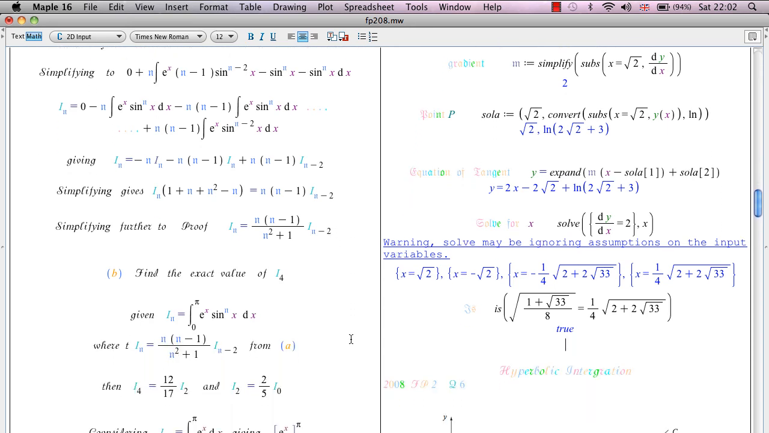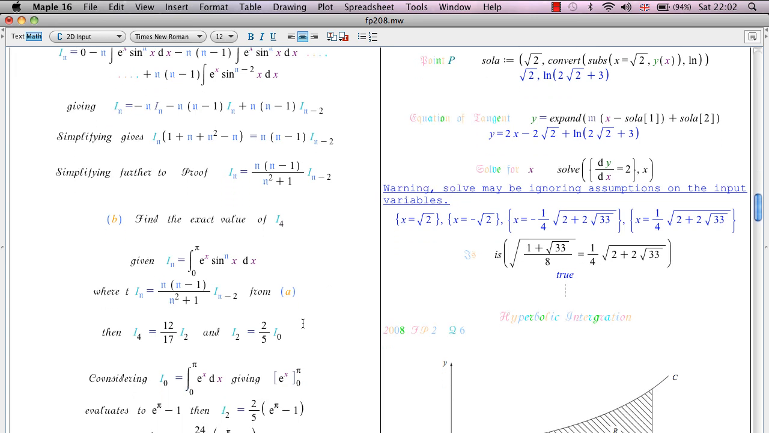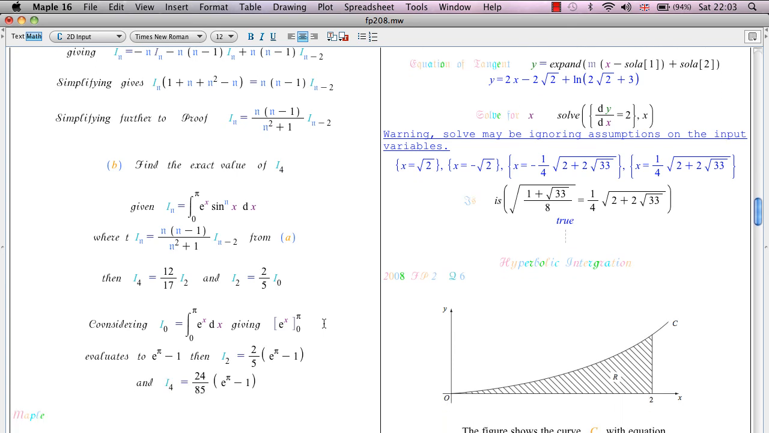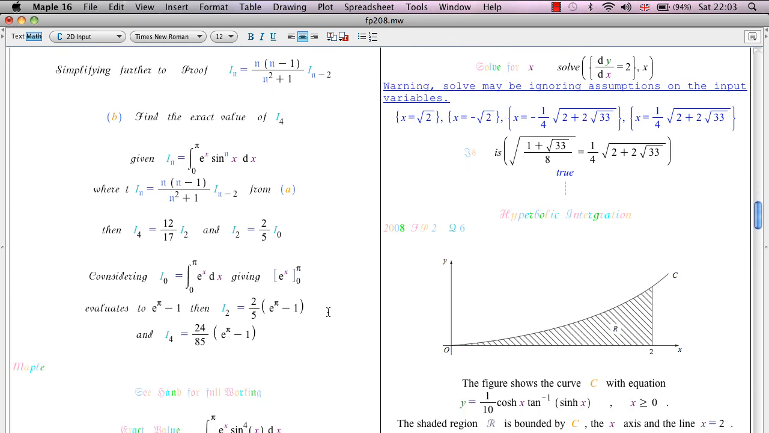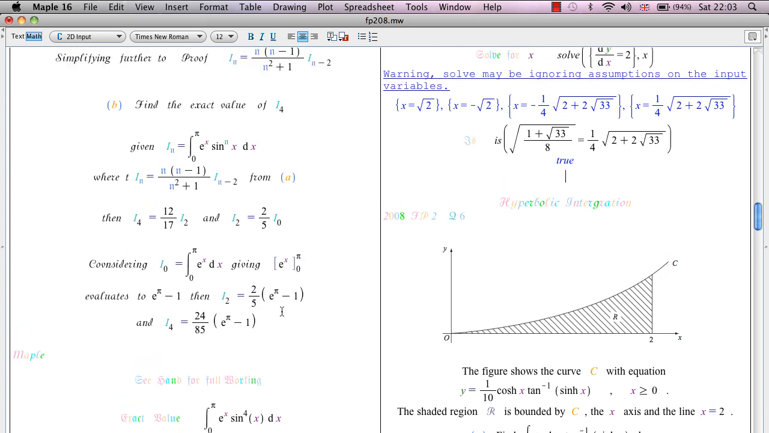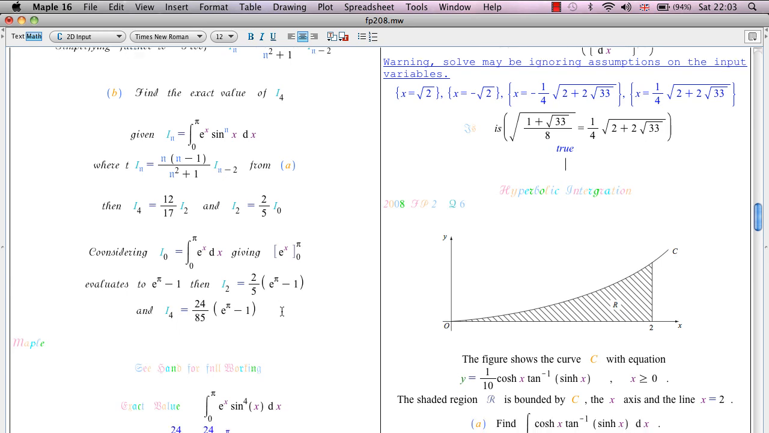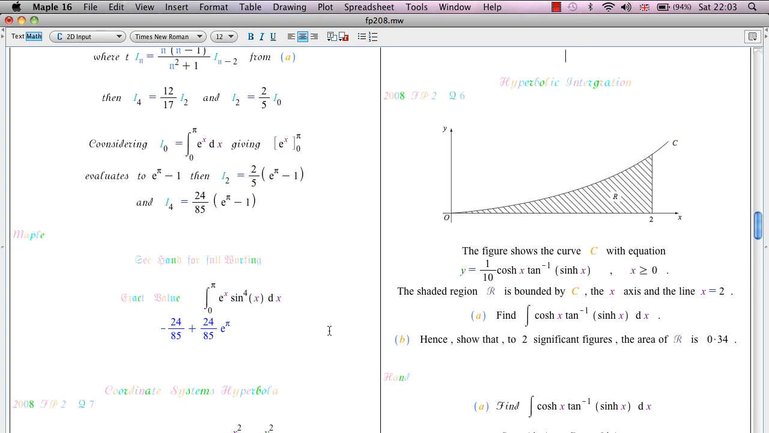So for the exact value of I4, using the expression from A, substituting n equals 4 gives 12 over 17 I2, and substituting n equals 2 gives 2/5 I0, and considering I0 is e to the power x between pi and 0, then substituting into I2 and substituting into I4 gives the proof required, and applying the exact value directly.